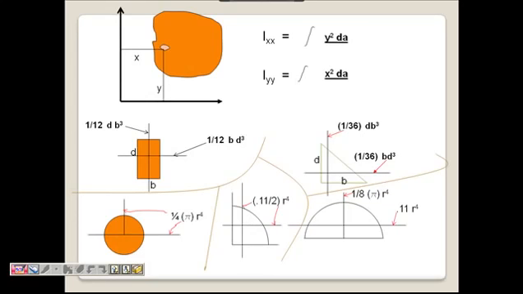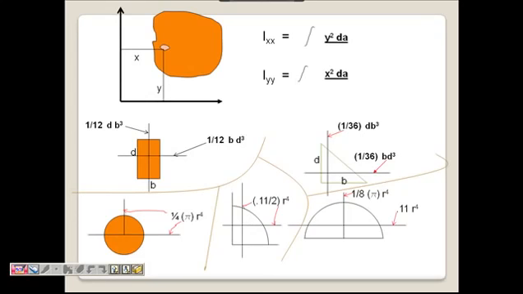Now you see, what is expected is that we remember these values. It's not a tall order, because rectangle and triangle just differ by 1 by 12 and 1 by 36, and for the circle family you have to remember pi r raised to 4 by 4, pi r raised to 4 by 8 and 0.11. So with a little effort and a little time looking at the slide, you will be able to retain these formulas.